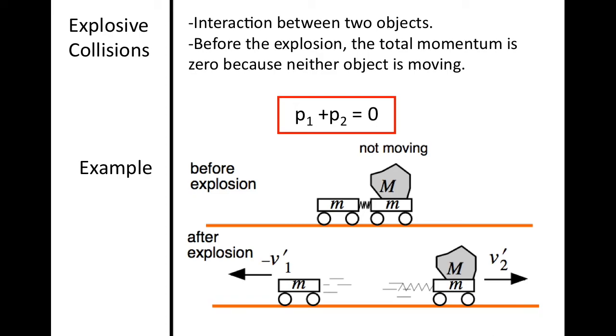The last kind of collision is called an explosive collision, and this is where two objects interact. However, before the explosion, the total momentum is 0 because neither object is moving. So here we have momentum 1 plus momentum 2, so these are the two objects, equaling 0. So before the explosion, the two objects are at rest, and then after the explosion, we have the two objects heading off in opposite directions at a specific velocity, which we should be able to solve using our nifty mathematical skills.